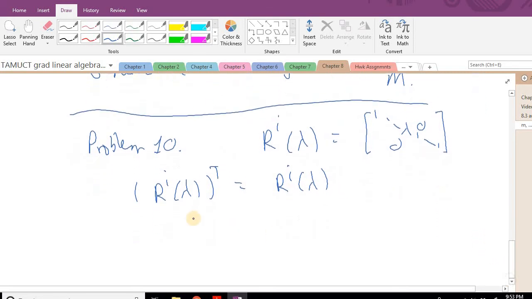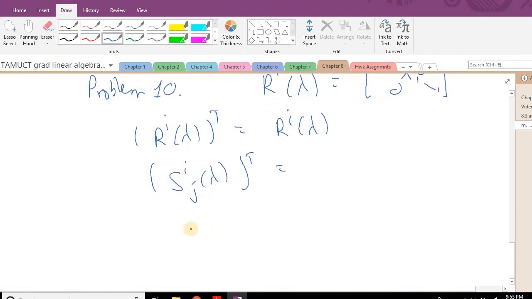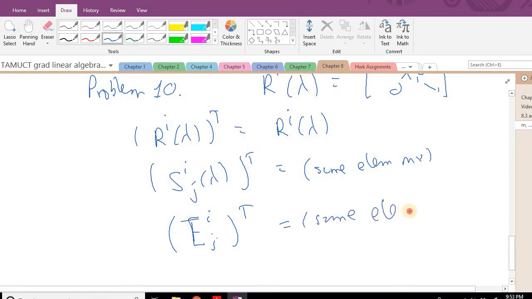So you need to do the same thing for S_ij of lambda, and the other one. Was the other one T? I don't remember. It's just called E. Okay, and then these should be some elementary matrix, and this should also be some elementary matrix. So you see, this shows that the transpose of any elementary matrix is an elementary matrix.